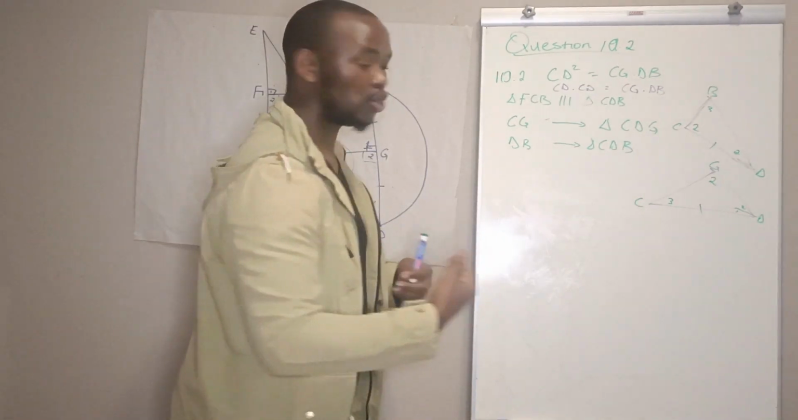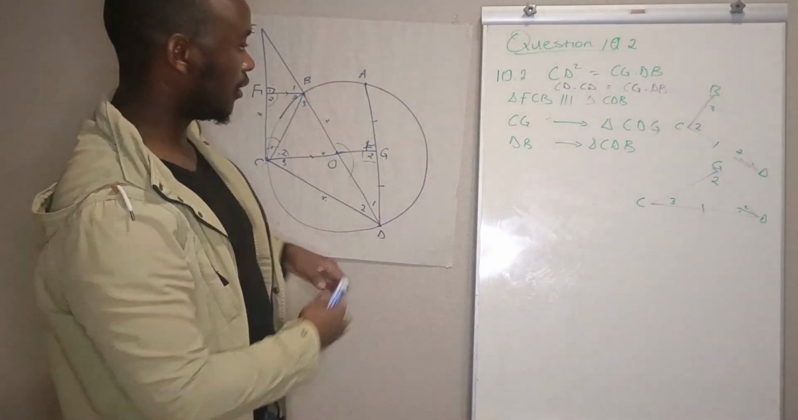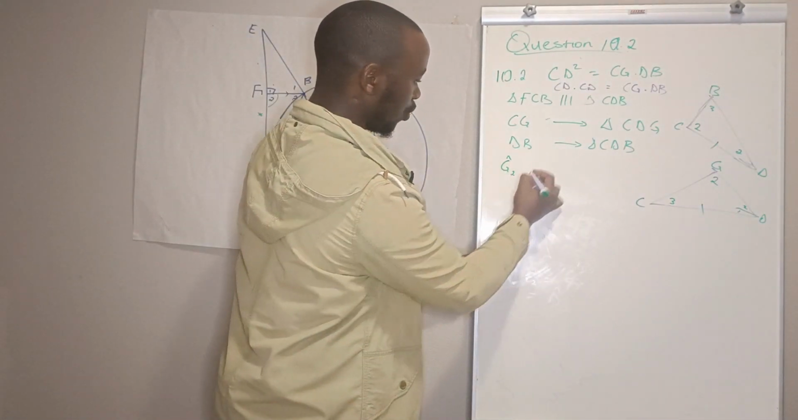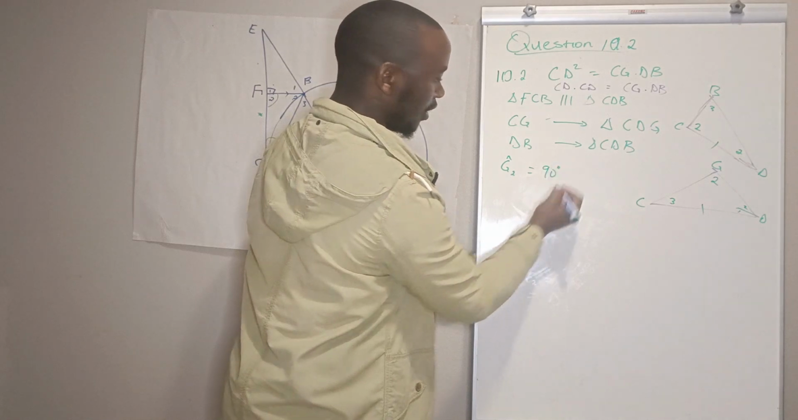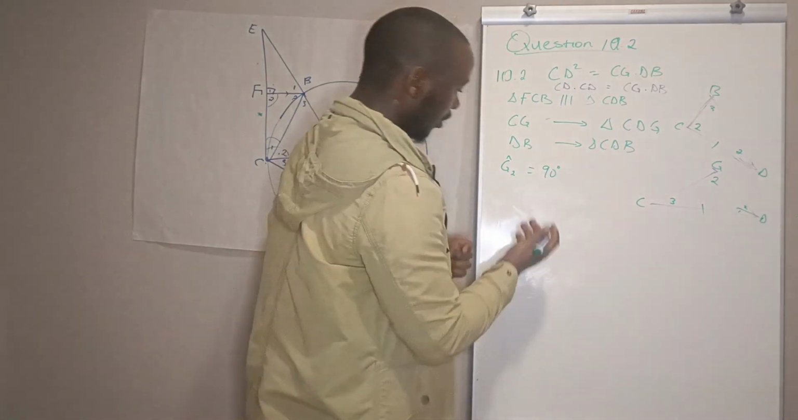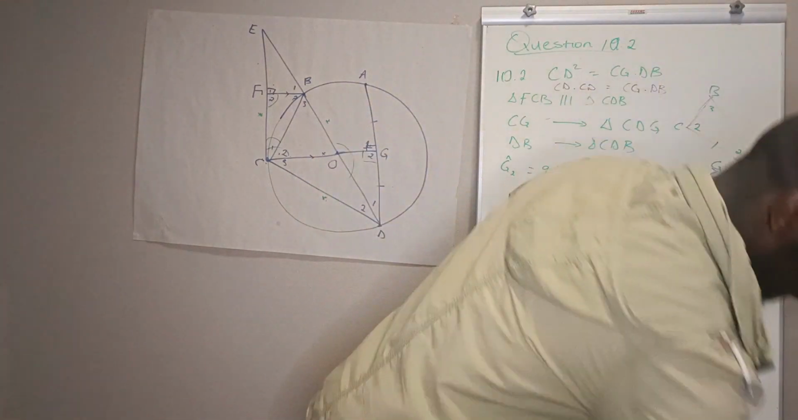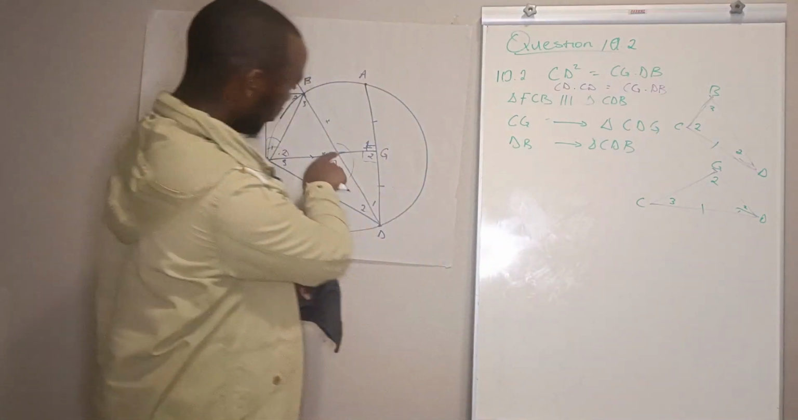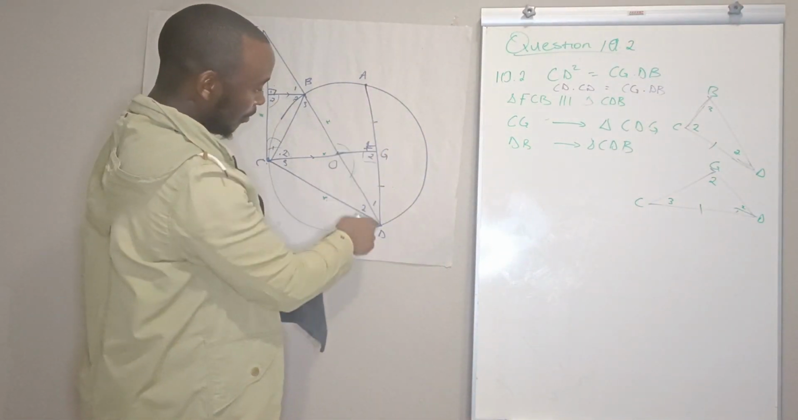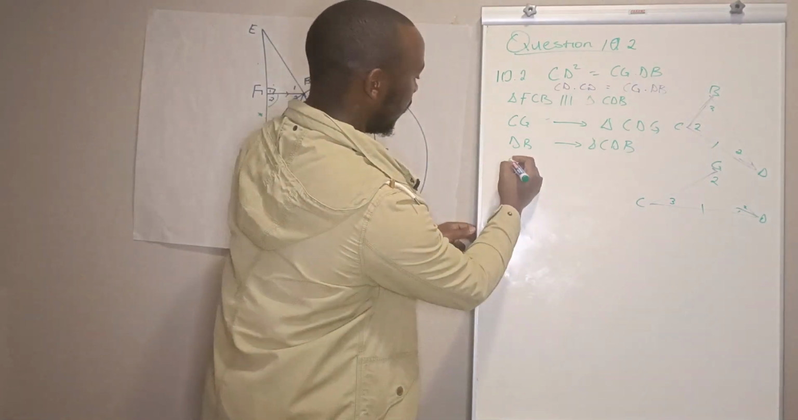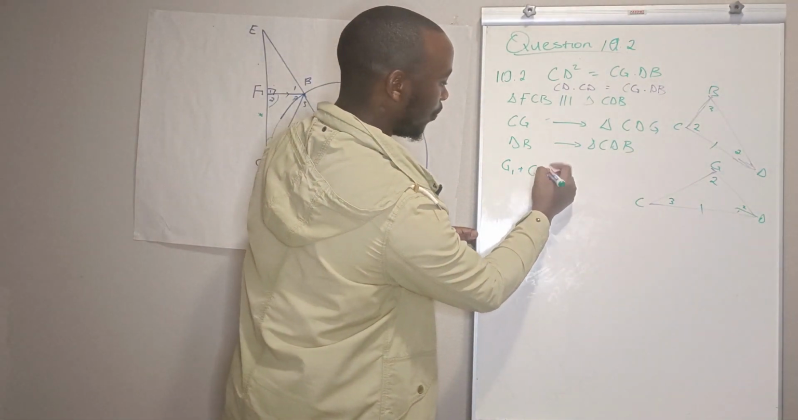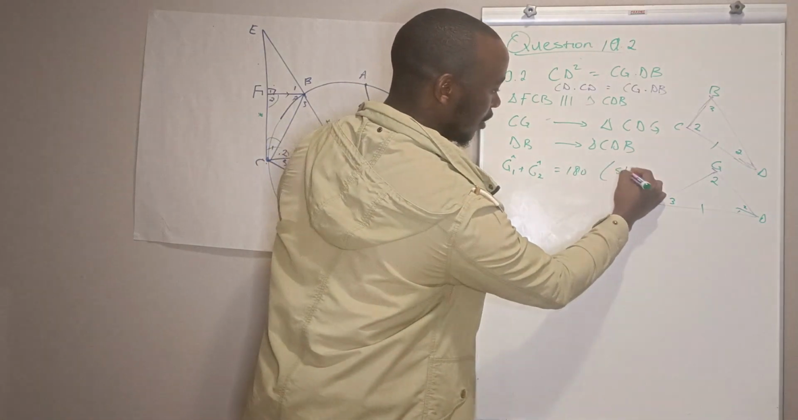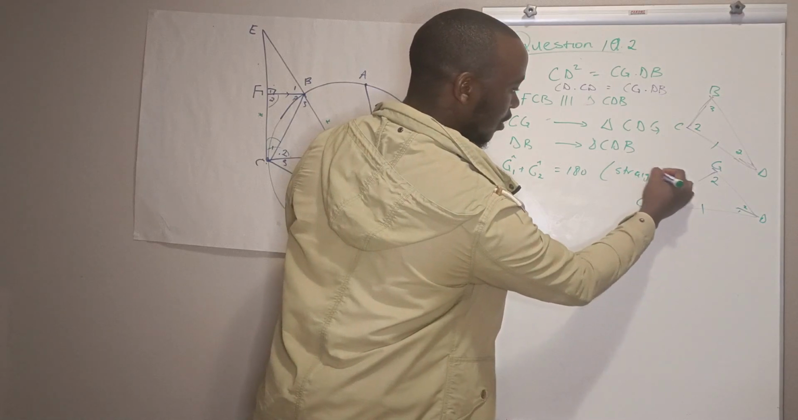But the first one, G2, is not given. We already calculated this one. Angle G2 should be equal to 90 degrees. Or the best way, you can either say perpendicular, so this line being perpendicular to this, or we can go with G1 plus G2 should be equal to 180 degrees. These are angles, straight line. So just going to summarize it, straight line.